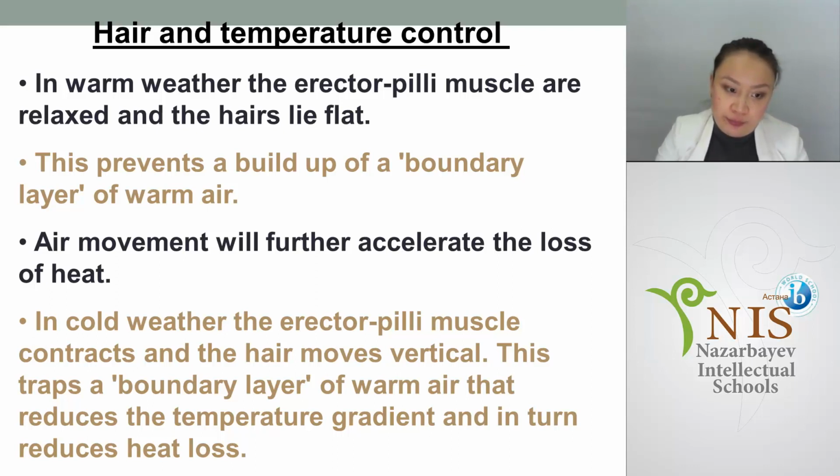Hair and temperature control. In warm weather, the erector pili muscles are relaxed and the hairs lie flat. This prevents a build-up of a boundary layer of warm air. Air movement will further accelerate the loss of heat. In cold weather, the erector pili muscle contracts and the hair moves vertically. This traps a boundary layer of warm air that reduces the temperature gradient and in turn reduces heat loss.